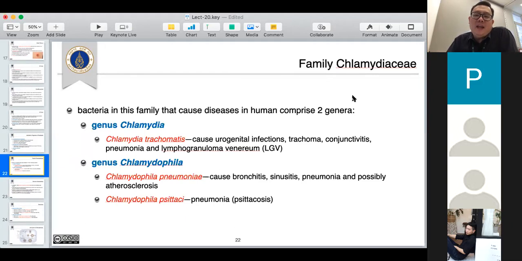Family Chlamydiaceae. Previously, three bacteria were contained in the same genus Chlamydia, but now two of these moved from Chlamydia to Chlamydophila. So this group has Chlamydia trachomatis and Chlamydophila pneumoniae, okay? Two main pathogens. Chlamydia trachomatis causes urogenital infection and trachoma. Chlamydophila pneumoniae causes bronchitis and pneumonia. But this pneumonia from Chlamydophila is not as common as Strep pneumoniae, Klebsiella pneumoniae, or Haemophilus influenzae. Those are more common than Chlamydophila.